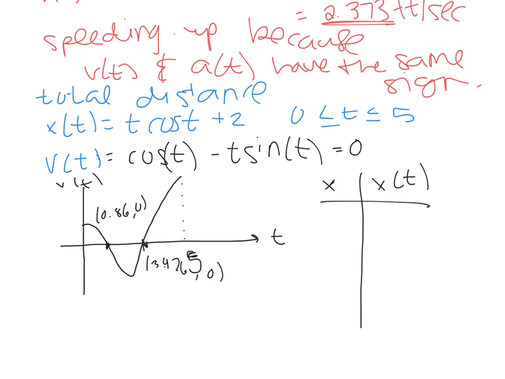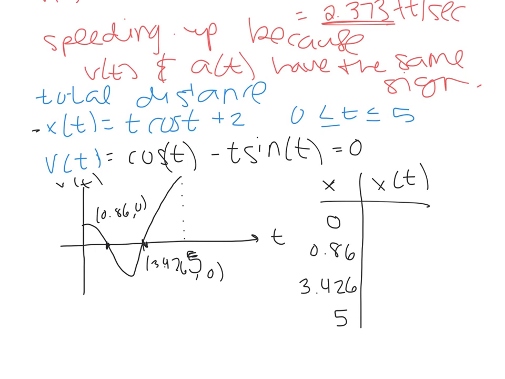So we know that our particle starts at 0 and ends at 5. You need to make sure your endpoints are always there, and you want to plug in both of these times, 0.86 and 3.426. We're going to plug both those times into our position graph to get how far the particle is traveling in each of those time intervals.